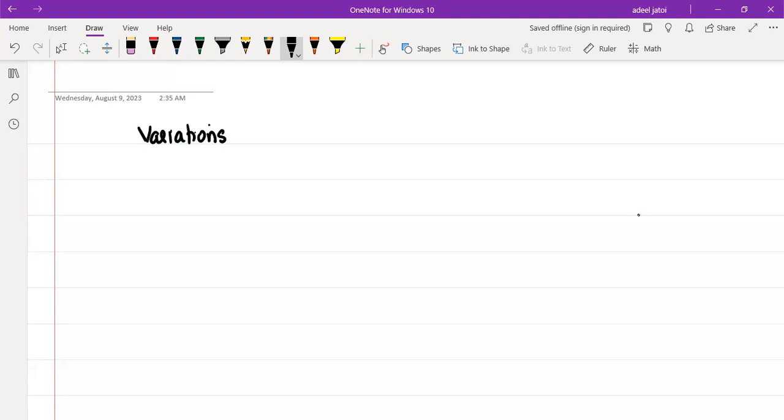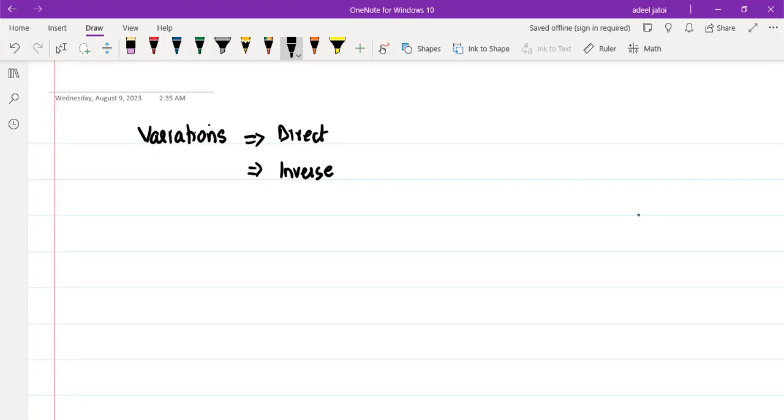When we talk about variations, we are talking about two different things. One is direct, the other is inverse. It's a very simple topic. There's no need to panic in this. It's an easy mark gaining topic.